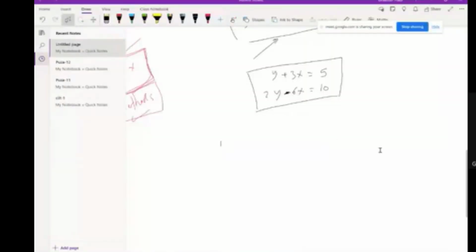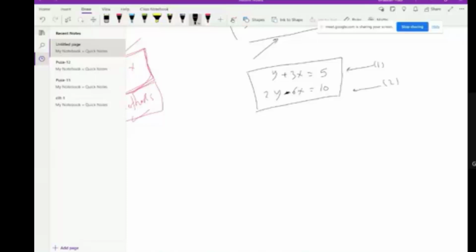What's this? This is a first order linear equation, sorry. And this is the other equation. This is equation number 1, and this is number 2. This is named a system of equations, a system of linear equations.